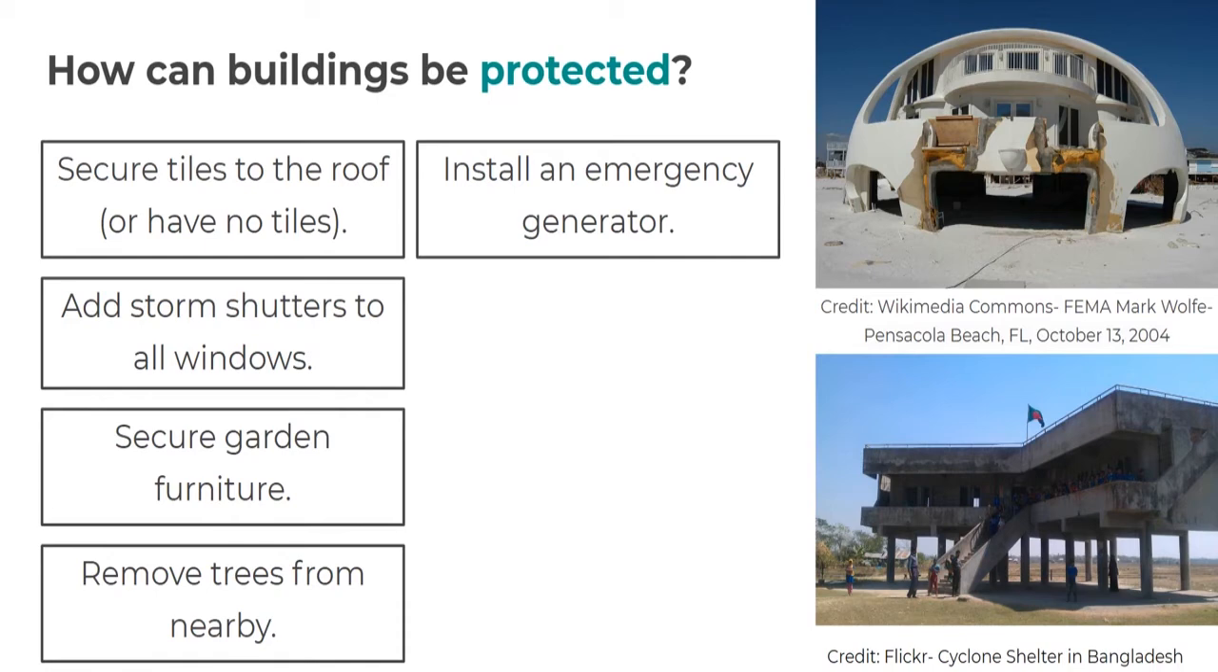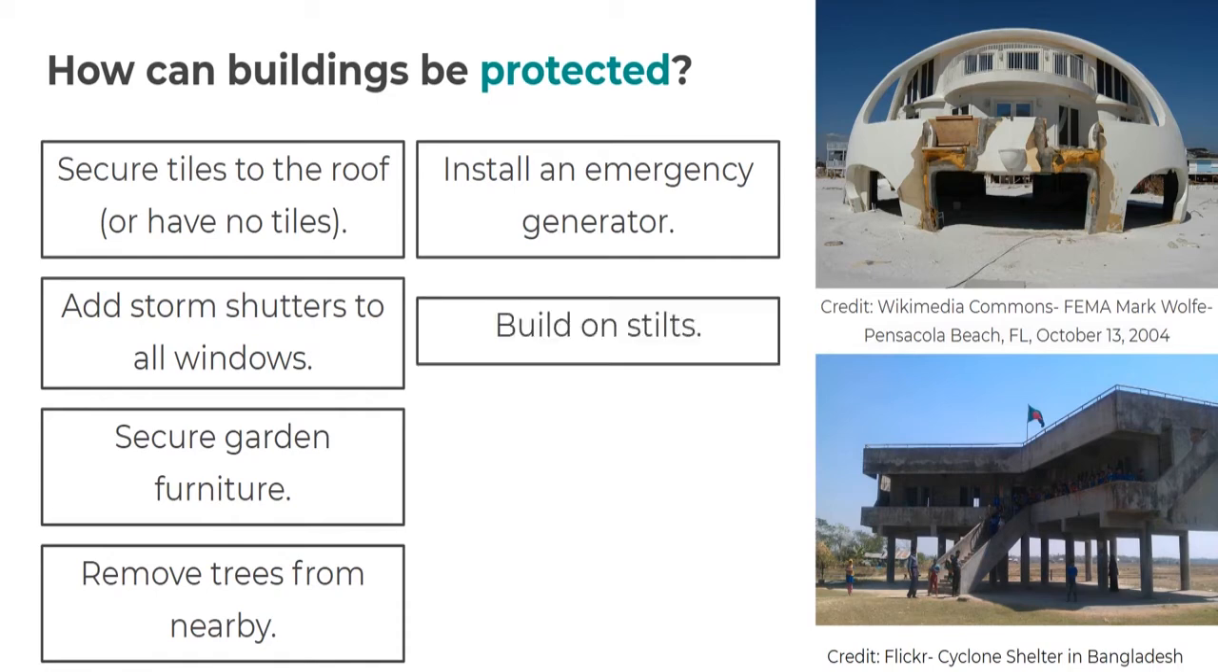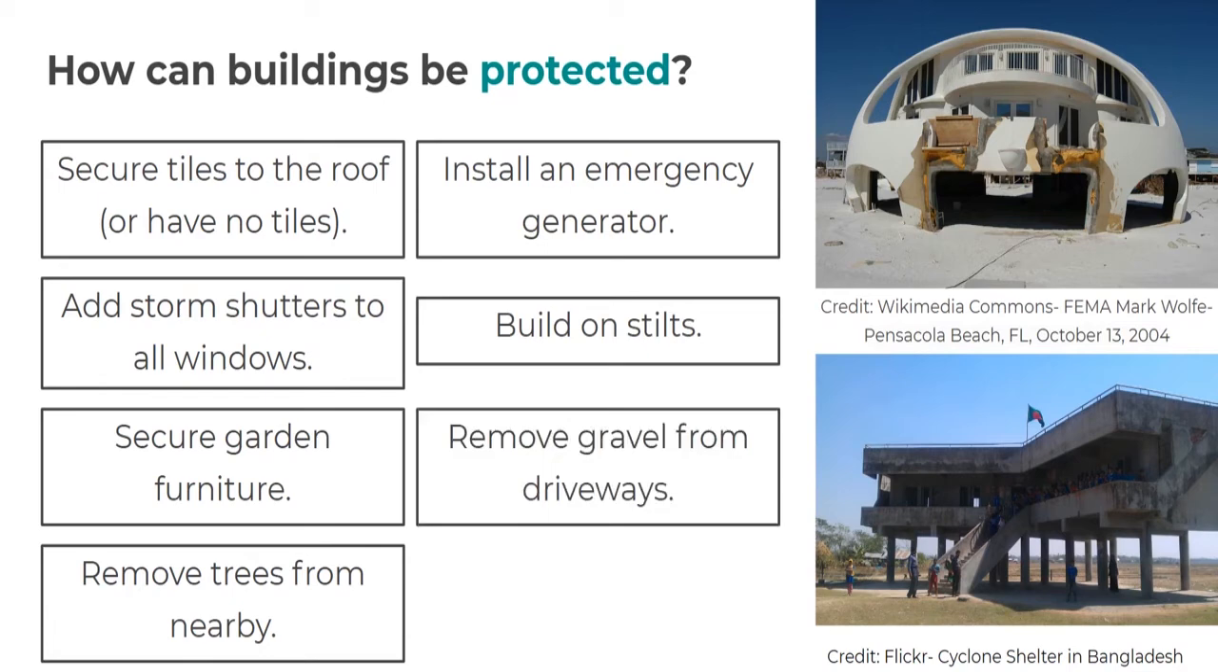You could also build your home on stilts or build your businesses on stilts. And as you can see from the images, both of these buildings are actually raised from the ground. And this is to reduce the risk of flooding due to either rivers flooding because of the excessive rainfall or due to storm surges. We might also remove gravel from driveways as well and maybe replace it with concrete or tarmac. Because if you remove the gravel, it reduces the risk of the particles from the gravel actually being entrained and damaging buildings or even causing injury to people.